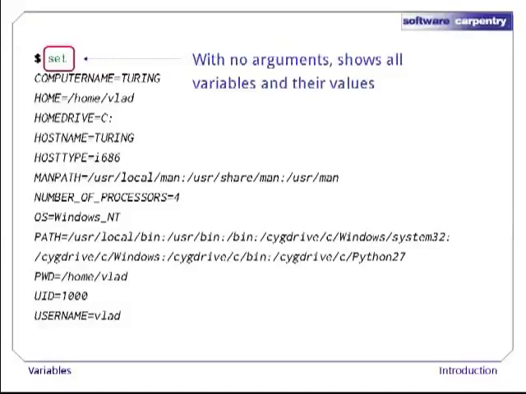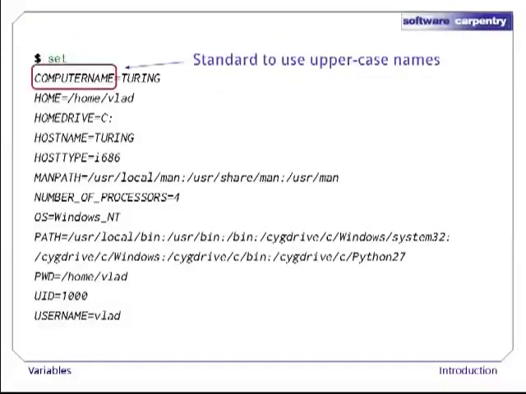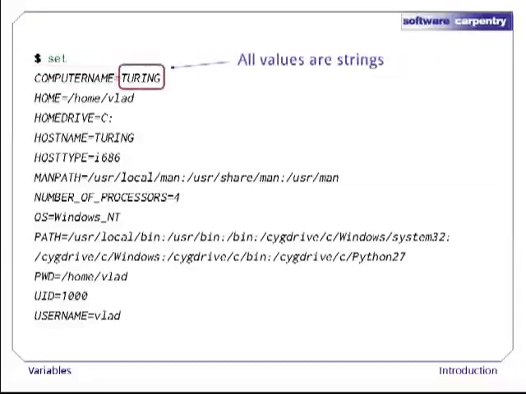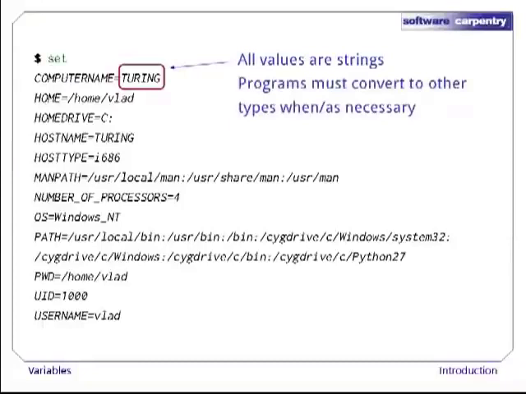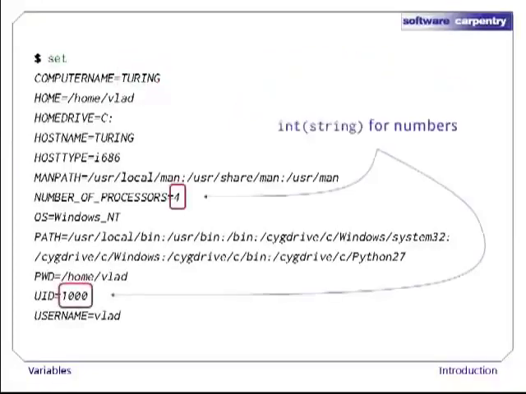Every variable has a name. By convention, variables that are always present are given uppercase names. All shell variables' values are strings. It's up to programs to convert these strings to other types when necessary. For example, if a program wanted to find out how many processors the computer had, it would convert the number of processors variable from a string to an integer.